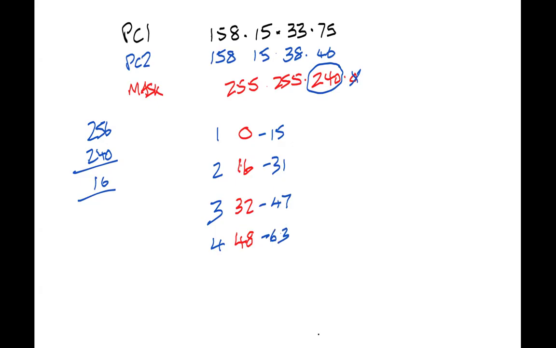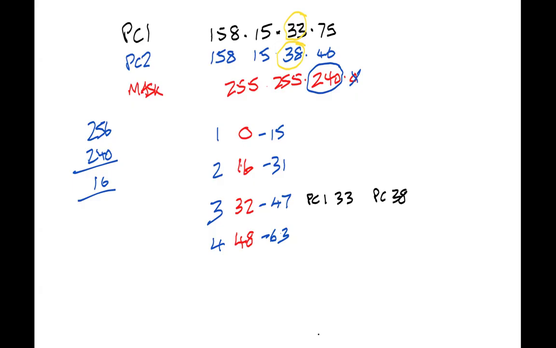Where does it end? It ends in 15, it ends in 31, it ends in 47, and it ends in 63. So let's go and get the values from PC1, which will be 33, and PC2, which will be 38. So PC1, he's 33, and PC2, he's 38, and that means they're both compatible. And I slowed that demo down so you can understand it. My name is Ian Neil. I hope you've enjoyed this.